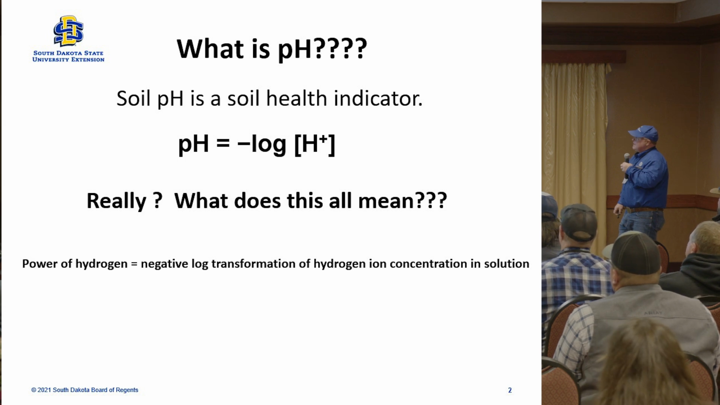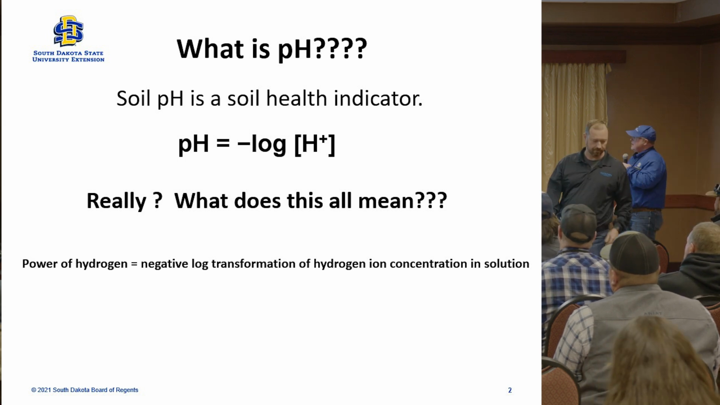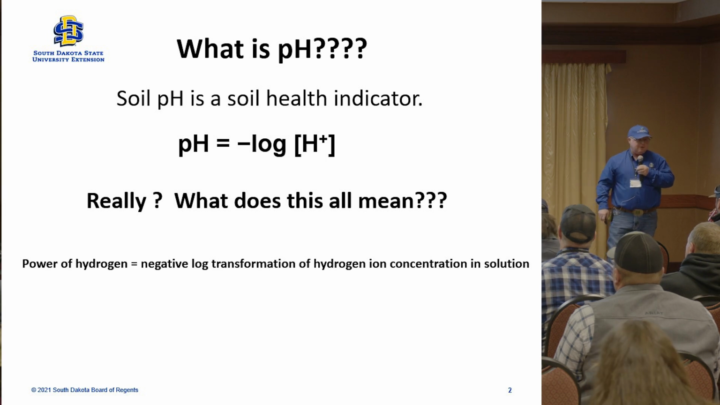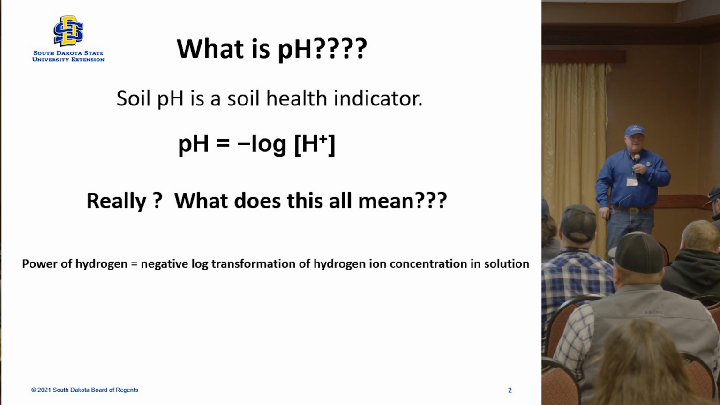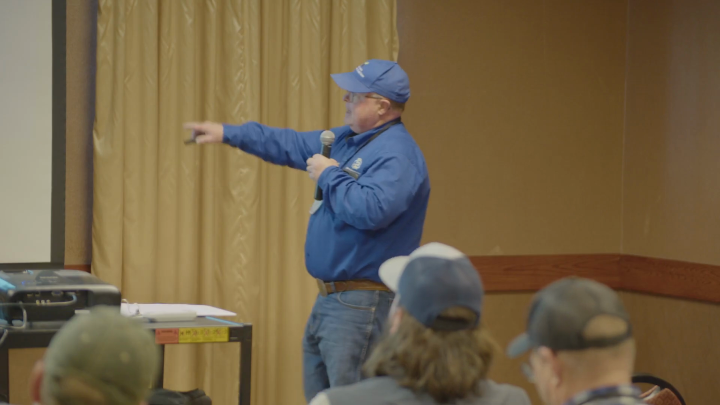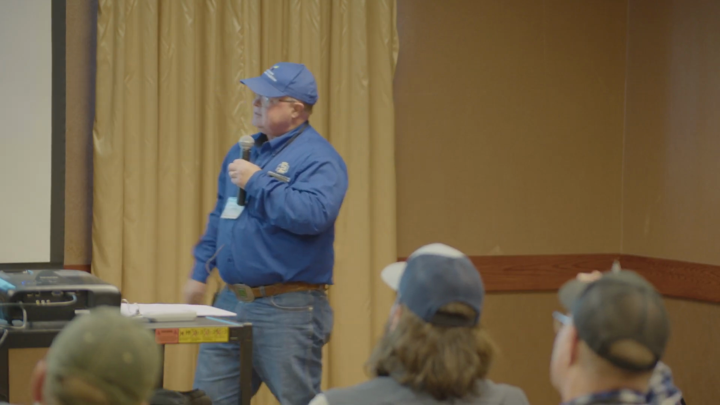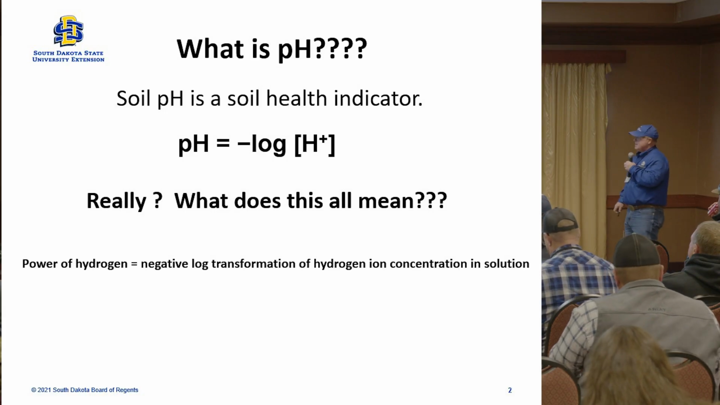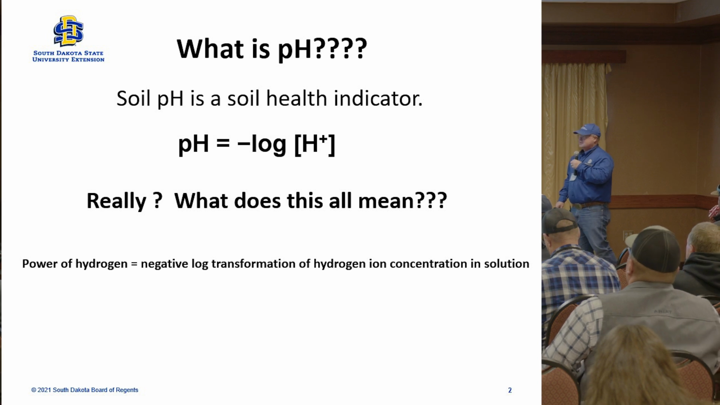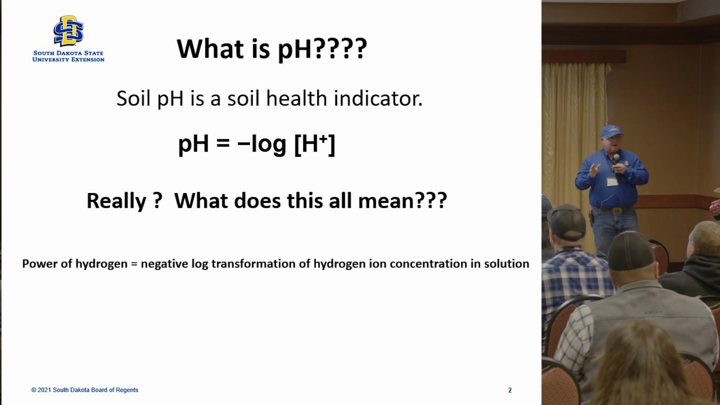So what is pH? It's a soil health indicator. It's the negative log of the hydrogen ion concentration in the soil. That's the technical part of it. So really, what does that mean? I have that here in the bottom sentence. It's the power of hydrogen. Okay, that's what the little p is. And it's the negative log transformation of hydrogen ion concentration in the soil, to put that very technically.